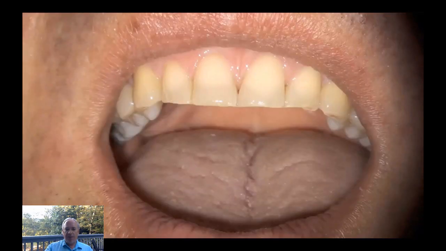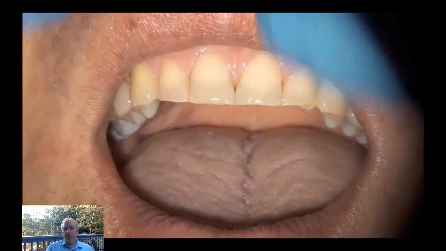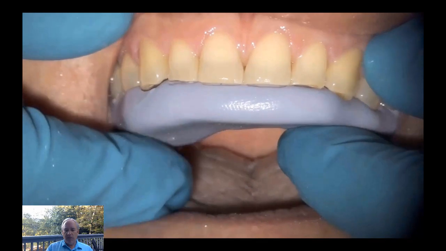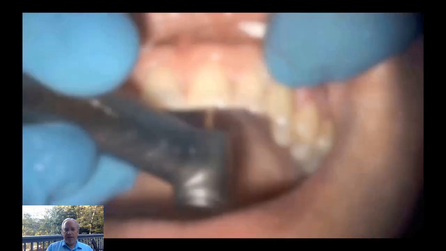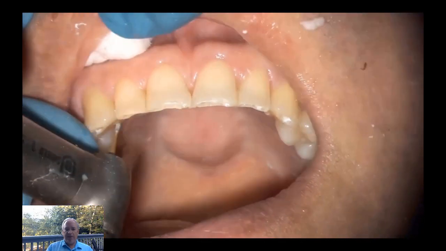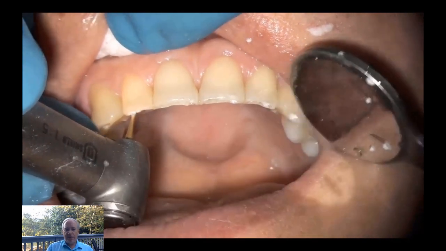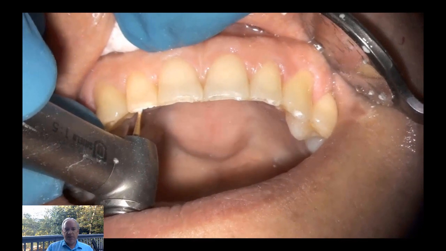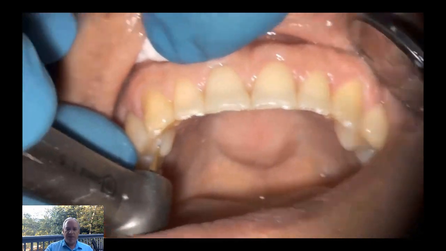We're going to do the same thing with the upper. Try our matrix in, and you can see where we're going to add. So we'll prep into that, etch, single bond, and go through the same process so we can bring those edges in.